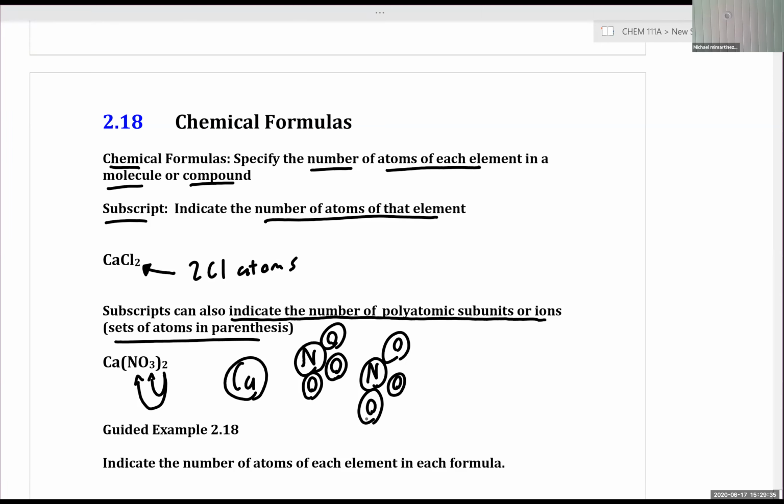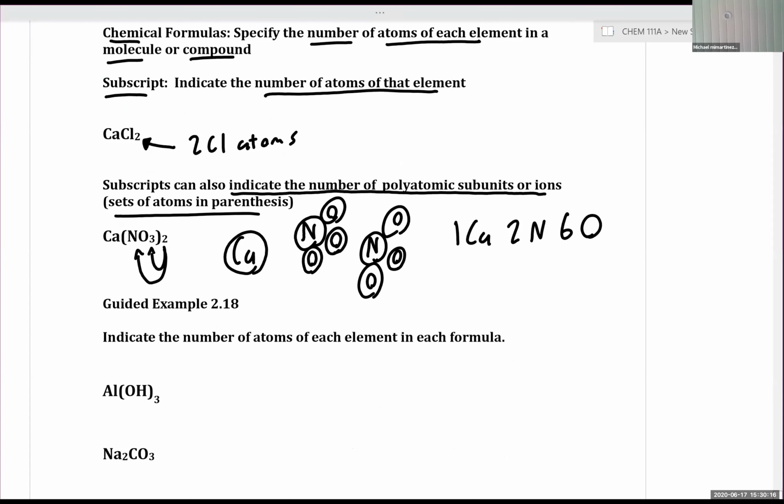So after drawing a picture, how many calcium atoms do we have? 1. 1, yep. Okay, and how many total nitrogen atoms do we have? 2, yep. And how many oxygen atoms do we have? 6, okay, perfect. So now let's look at our next guided example.